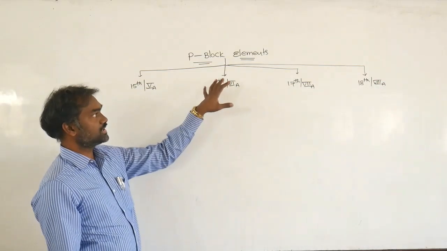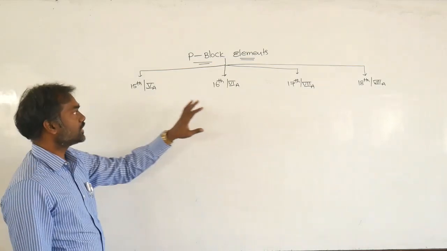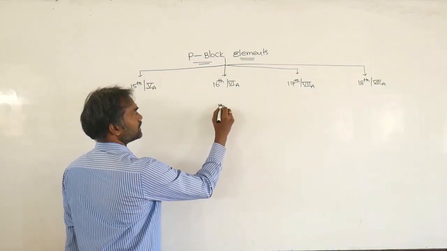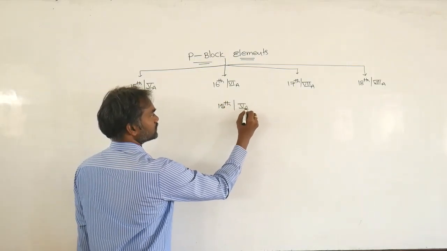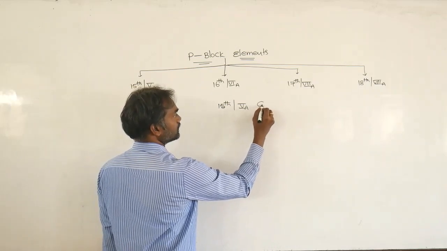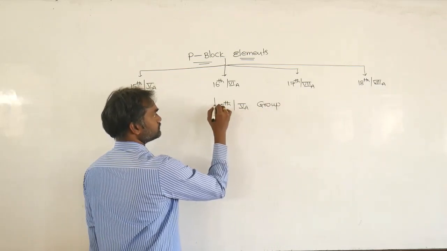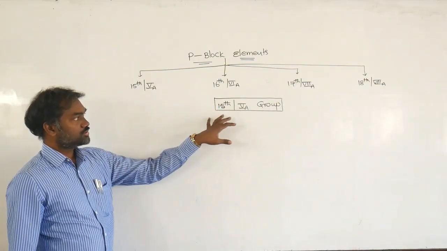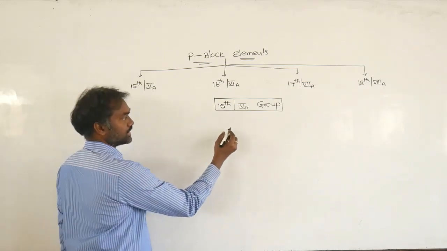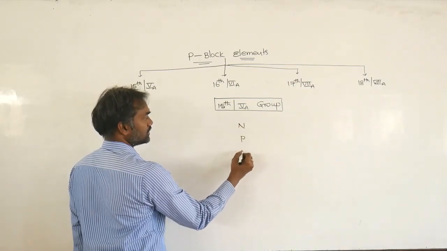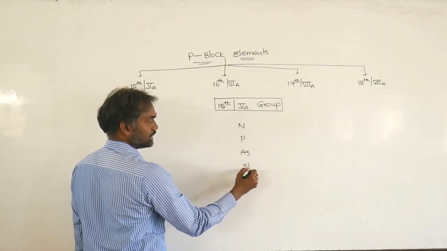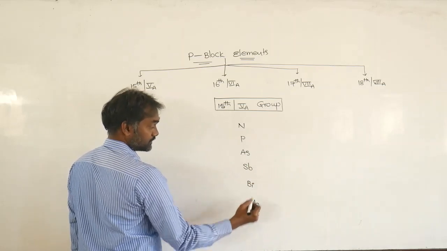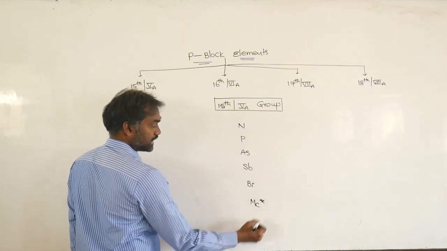So this chapter contains 4 groups. Now we are going to discuss the 15th group, or 5A group elements. First of all, which elements are there? Nitrogen, phosphorus, arsenic, antimony, bismuth, moscovium. Yes, this is a radioactive element.